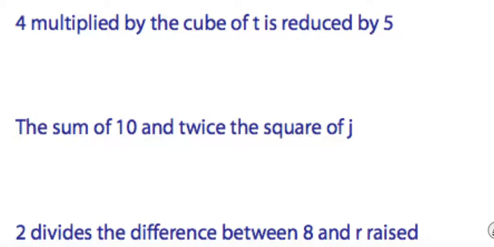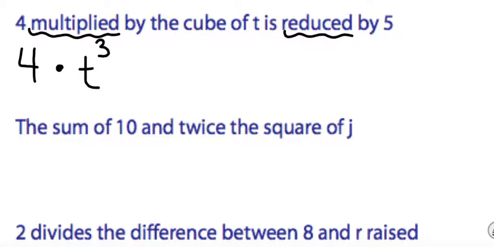Now, hopefully you notice that these are a little bit different. There's multiple steps here. Right here it's telling me to multiply, and right here it's telling me to reduce. So I have to read the whole thing, and it says 4 multiplied by the cube of t is reduced by 5. Well, first of all, I need to know what cubed means. Cubed means to the third power. So I have 4 being multiplied by t to the third power. Then that is reduced by 5. So this whole group is reduced by 5.